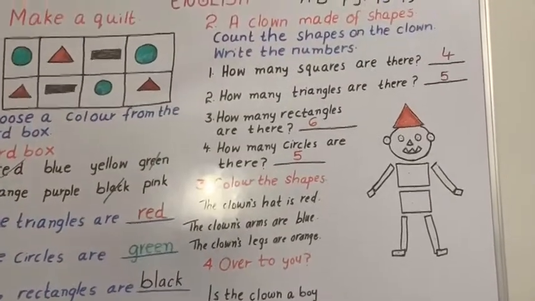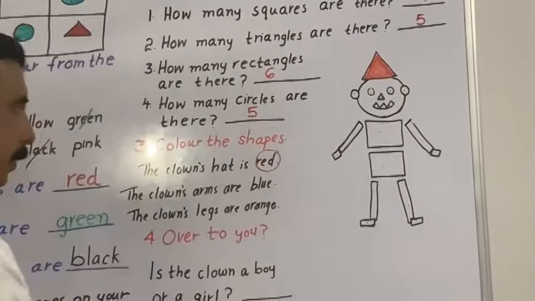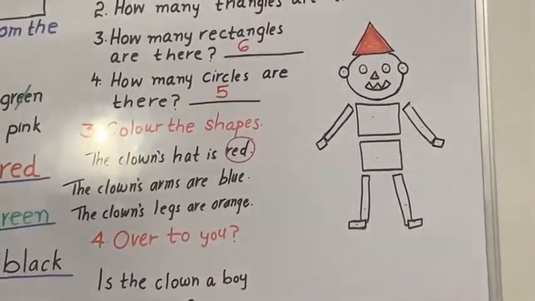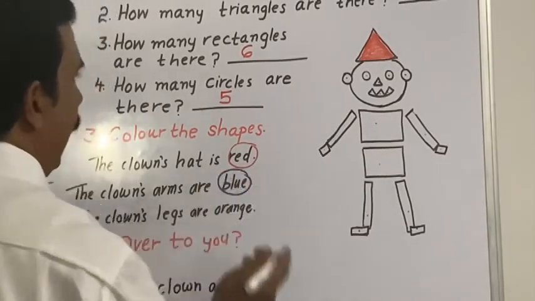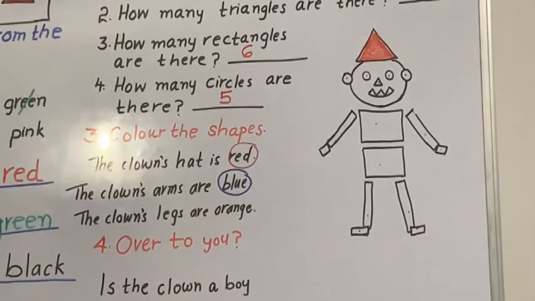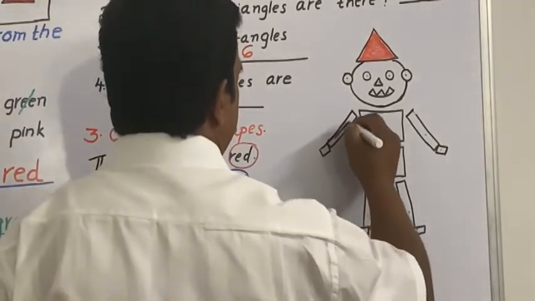Yes, very good. Next. So, this is red. Circle it, otherwise you will make it wrong. Now, the clown's arms are blue. Okay, it is blue. So, take blue. Arms. We need to color only arms. Is this the arm? No. Okay, color the arms blue.